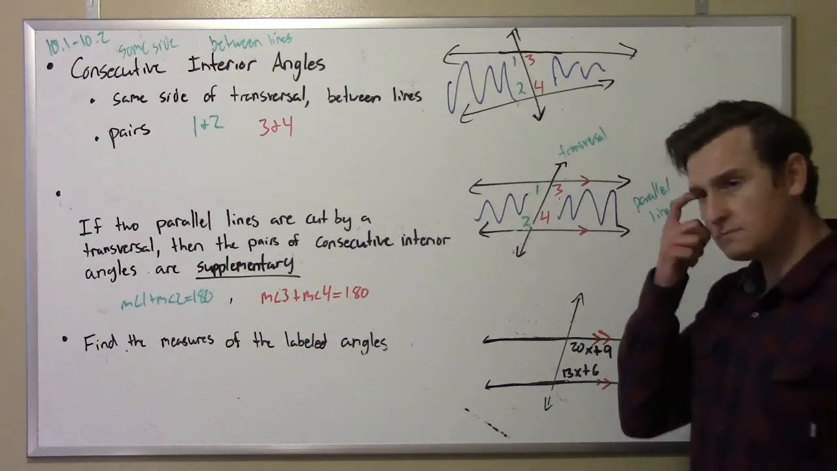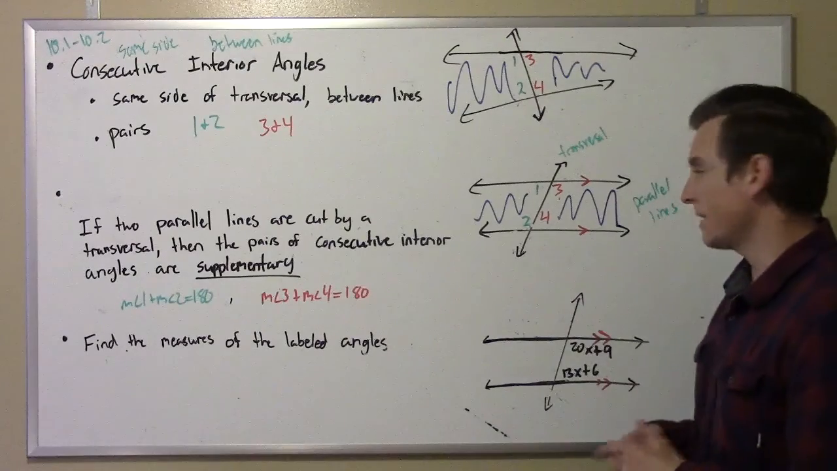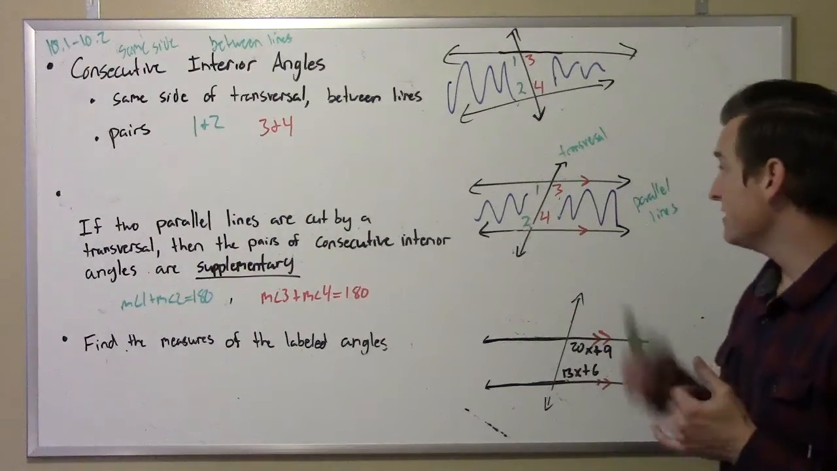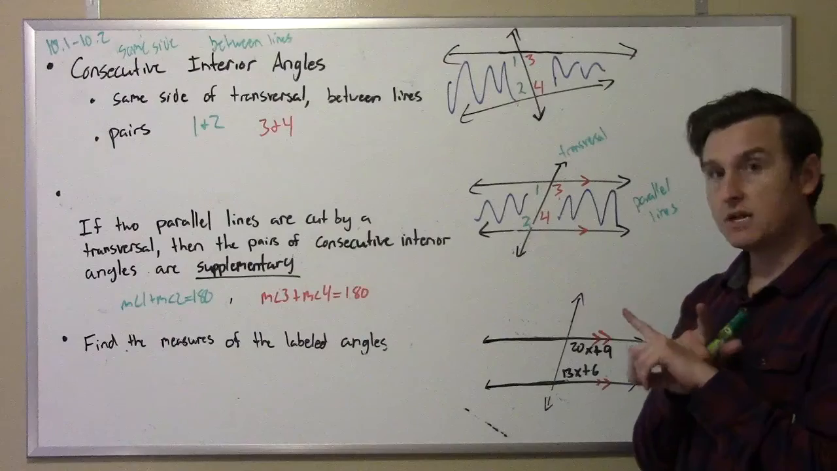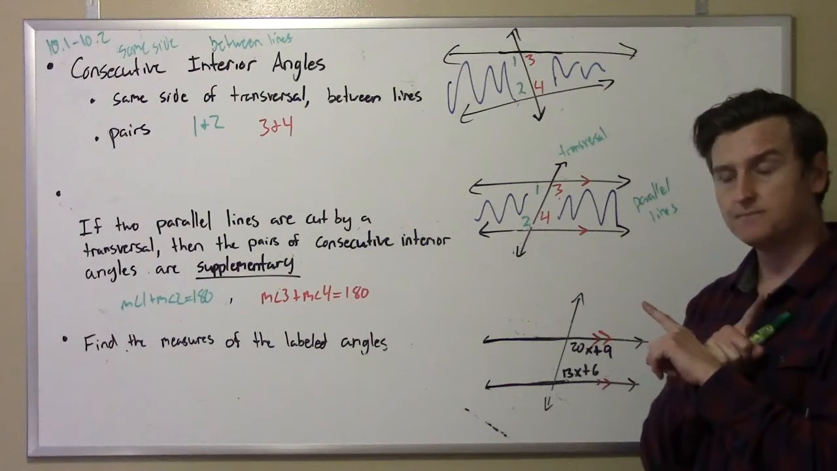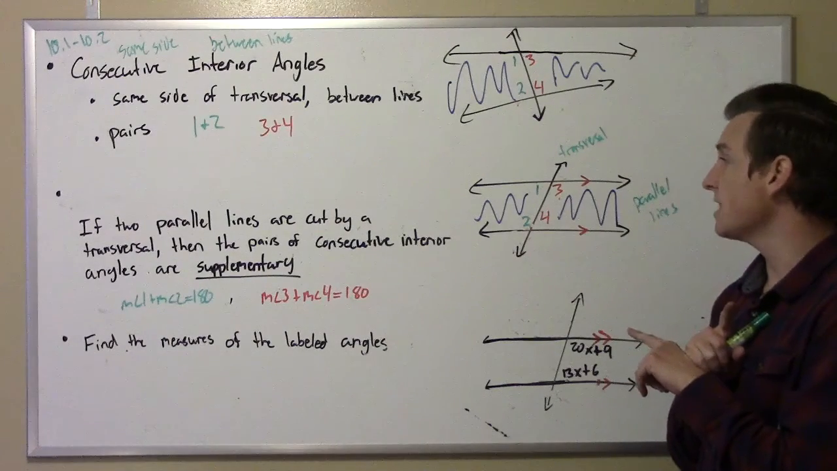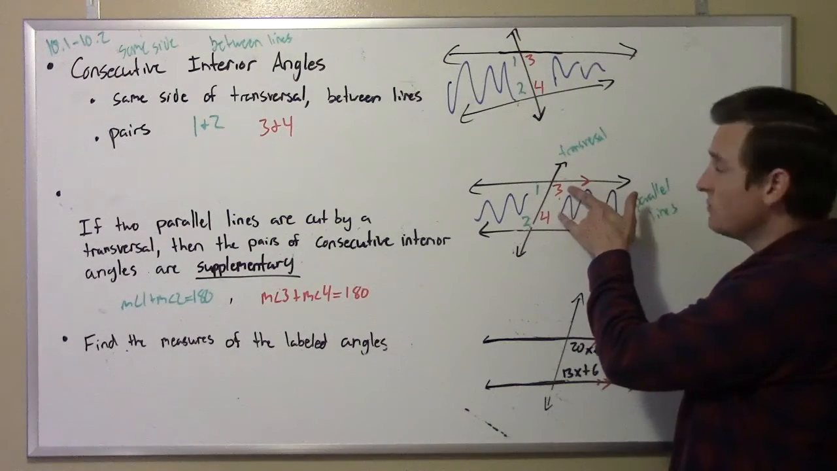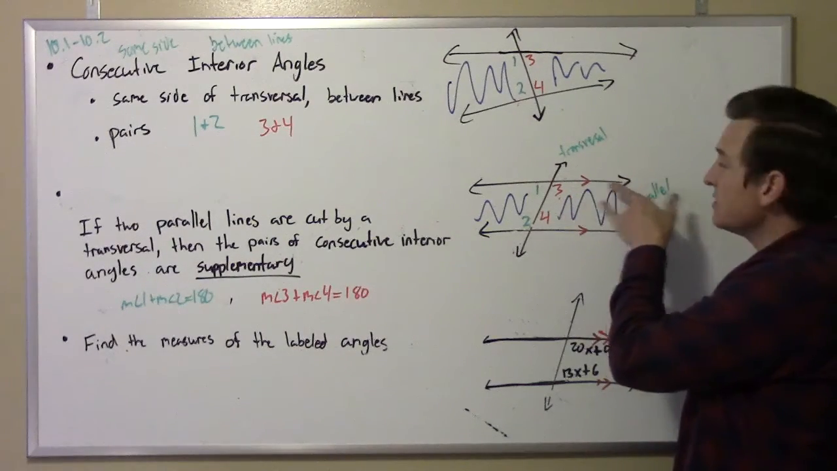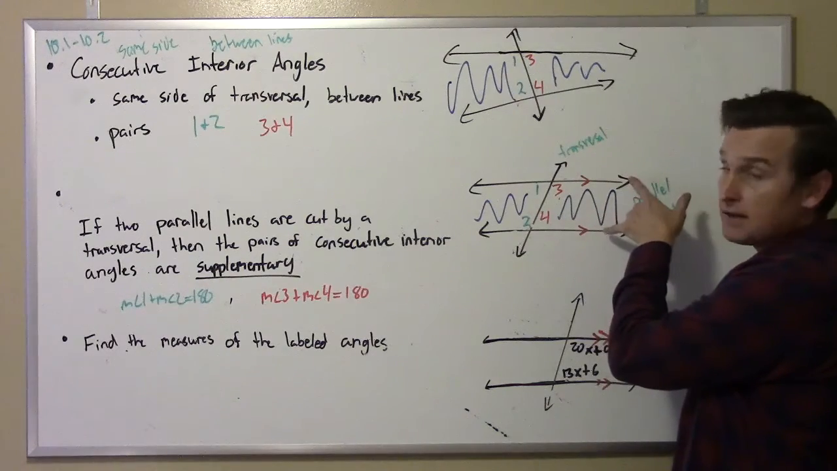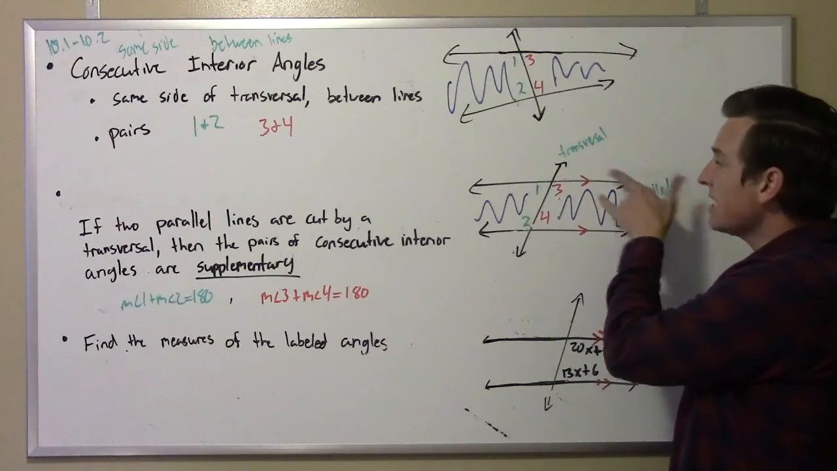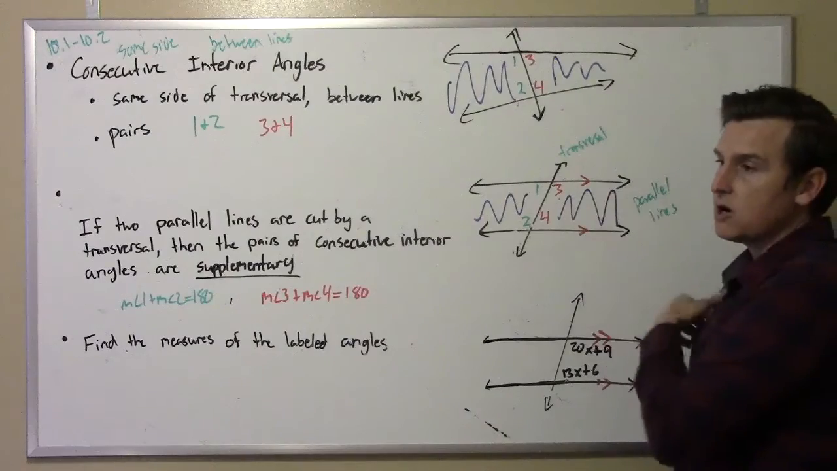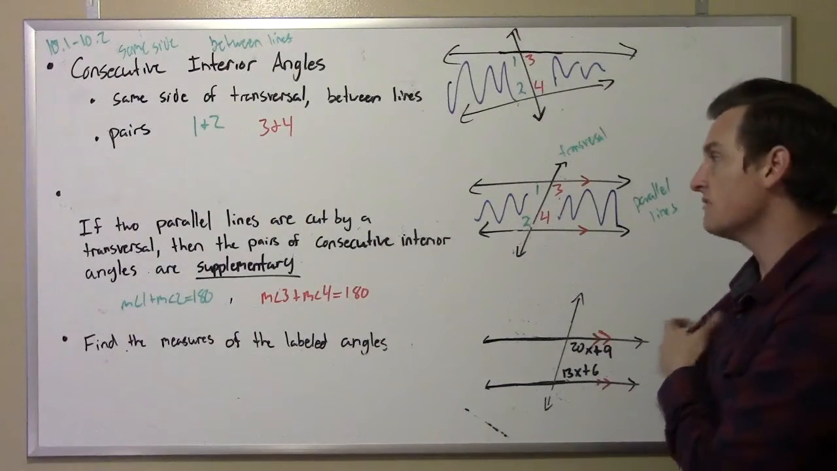Now, if you think back a little bit farther, this is basically the converse of Euclid's fifth postulate. Euclid's fifth postulate was that if these two angles add up to 180, then the lines are parallel. So if they're supplementary, then they're parallel. This is if parallel, then they're supplementary. So it's very similar to Euclid's fifth postulate.